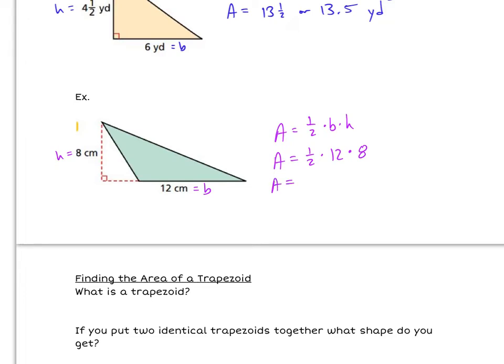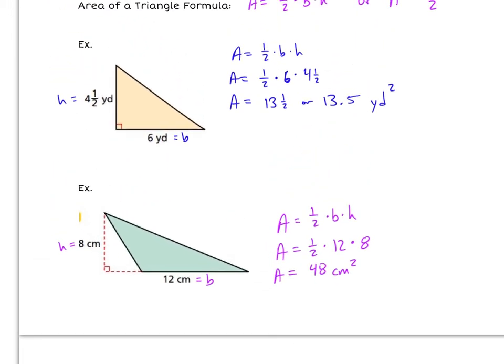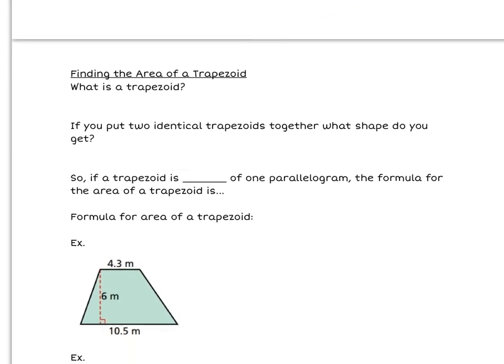So 1/2 of 12 times 8, we get a total of 48. So we would have 48 centimeters squared, again making sure we have our squared for our units. So that's area of a triangle. In the book, in your assignment, you will be doing a few of those. Just remember to make sure your height is the actual height, not a line with an angle.